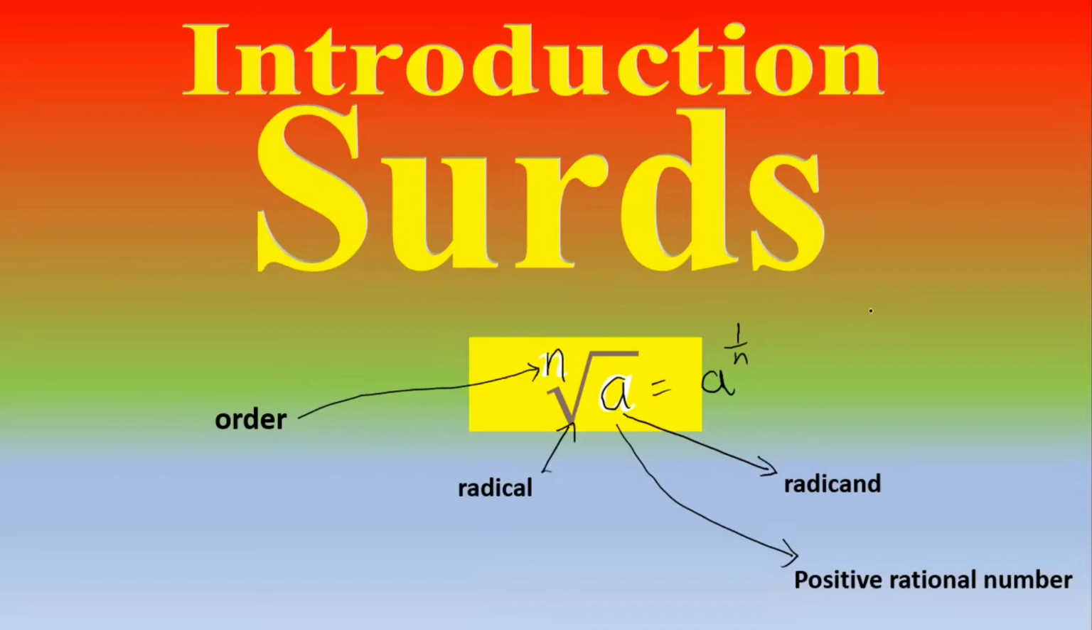So suppose I say root 2. So here, if it is root 2, the order is 2. If it is cube root of 2, the order is 3. And here 2 is a positive rational number. So these are the things which you have to remember: nth root of a is called a surd, the root symbol is called a radical, n is the order of the surd, and what is inside the root is called the radicand, and it should always be a positive rational number.